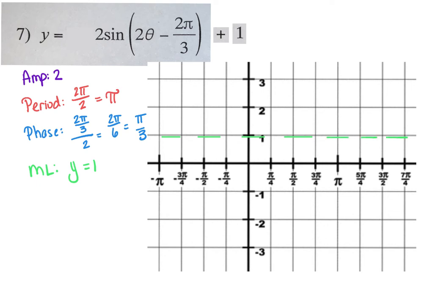And then I'm going to look at my period. Normally I would start at 0 and end at pi for this one, but I have a phase shift of pi over 3. And so I am going to move it 1/3 here and 1/3 at the end as well. So I have a starting and ending point.